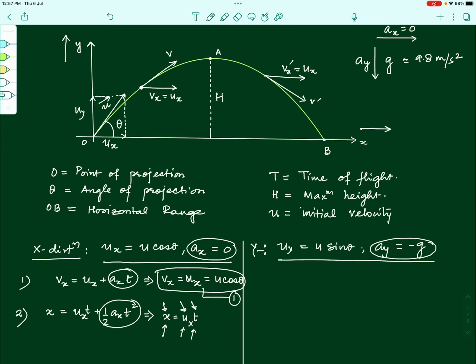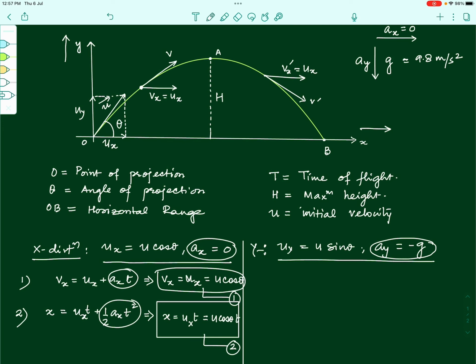So, see that because we have now understood that along the x direction the motion is really a uniform motion, that is why we are getting such an equation, and we can write it as u cos theta into t as the value of x at any point in time. Let us number this equation as equation number 2.